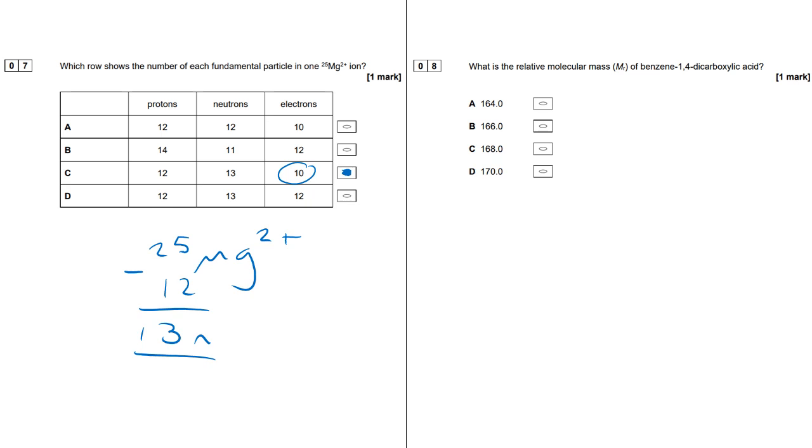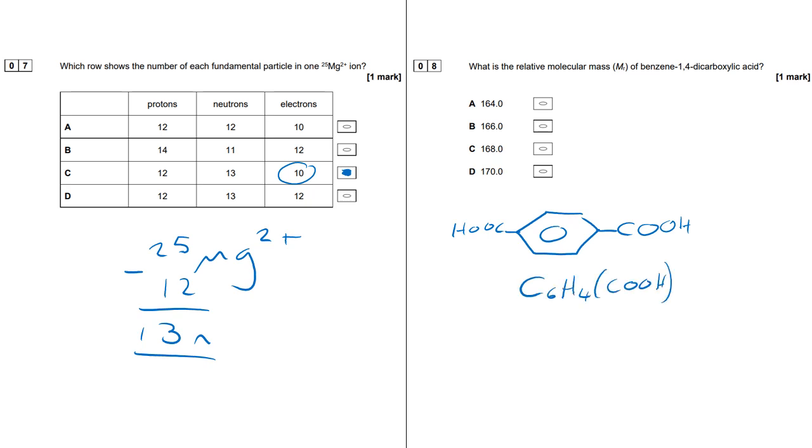Question 8. What's the relative molecular mass of benzene-1,4-dicarboxylic acid? So benzene is C6H6. Whenever you put a substituent on, it loses a hydrogen. So you're going to have C6H4 with your two carboxyl groups. So C6H4, two lots of COOH, gives us the molecular formula of C8H6O4. So 8 lots of 12 is 96, 6 hydrogens is 6, and then 4 oxygens, 4 times 16 would be 64. So add those values together and you get the Mr of 166.